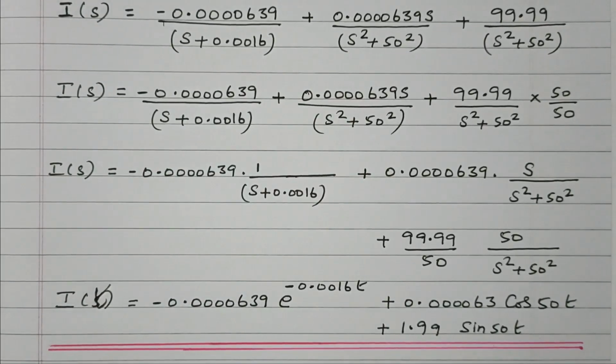So in this video we discussed the RC circuit excited by a sinusoidal waveform. Finally we got the transient current of the given circuit.